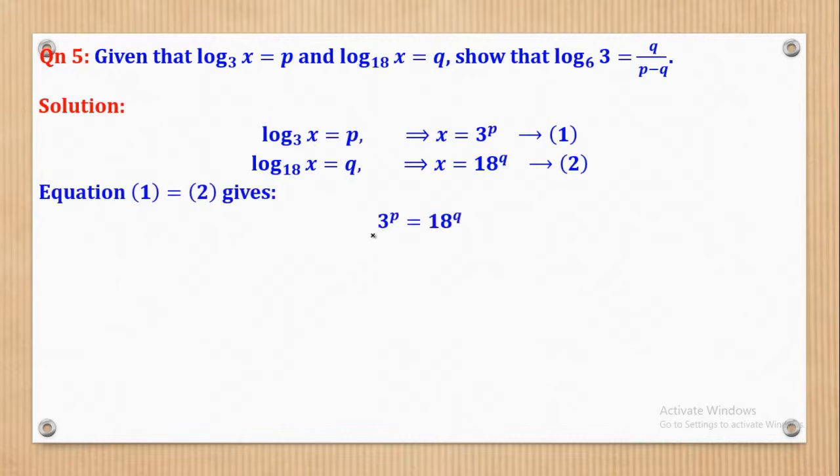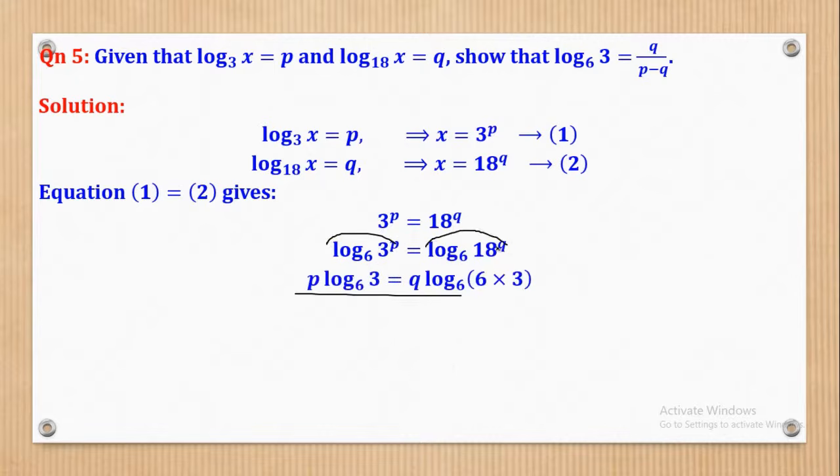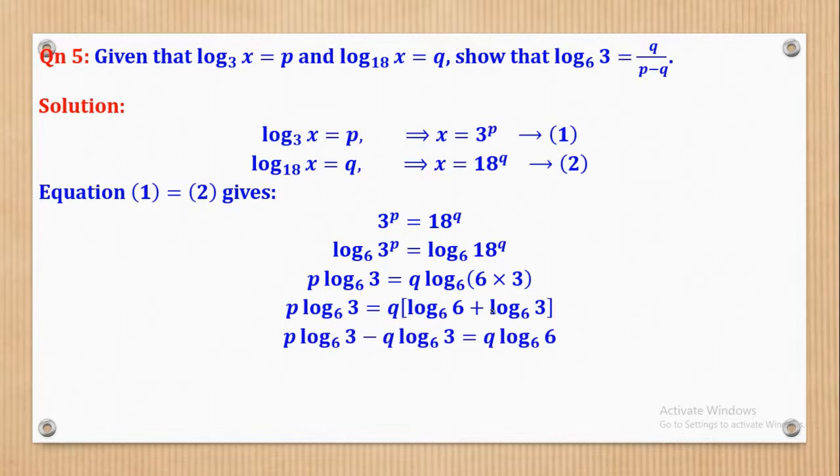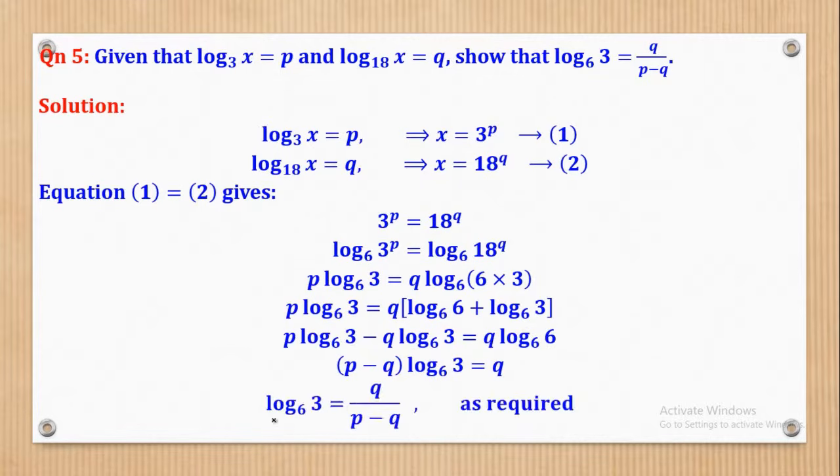Now when I equate the two equations, I come up with 3 to power p being equal to 18 to power q. Put log base 6 on both sides because the equation has log base 6, so put log base 6 on both sides, you come up with that line. Then this power can go down, and also this power can go down to become this. Now this 18 is the same as 6 times 3. Now when I expand this 6 times 3, it will become log base 6 of 6 plus log base 6 of 3. So when I take this one this side, I will come up with this equal to that. Then from there I realize that this is equal to 1, implying that I remain with 2, and also here log base 6 of 3 is common, so I factorize it outside. And when I make it the subject, I will come up with the required expression.